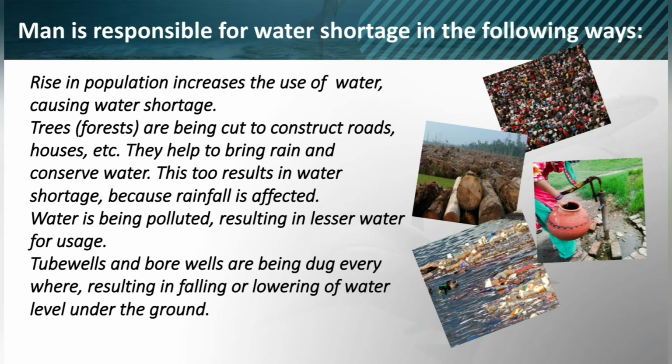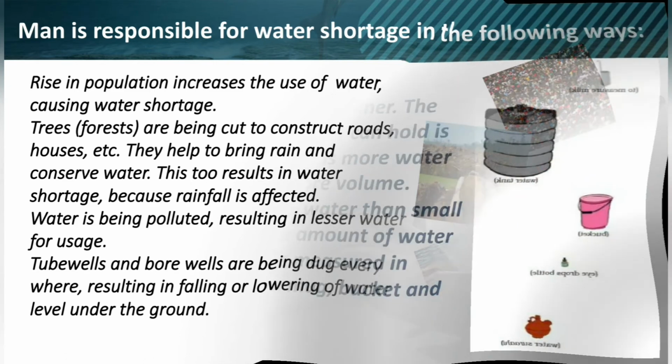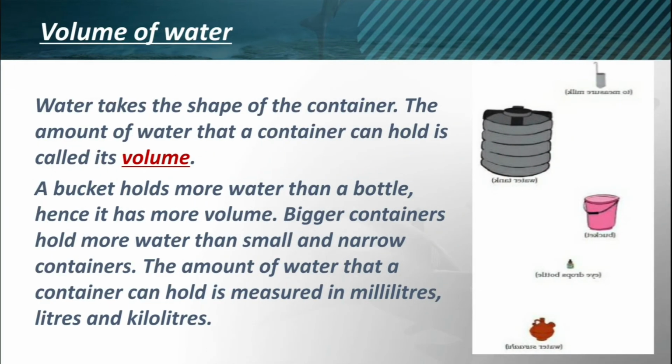So students, let's move to our next topic, which is volume of water. Water takes the shape of the container. The amount of water that a container can hold is called its volume. So students, we know that water doesn't have any shape because it takes the shape of the container in which it is poured. So the amount of water that a container can hold is called its volume.